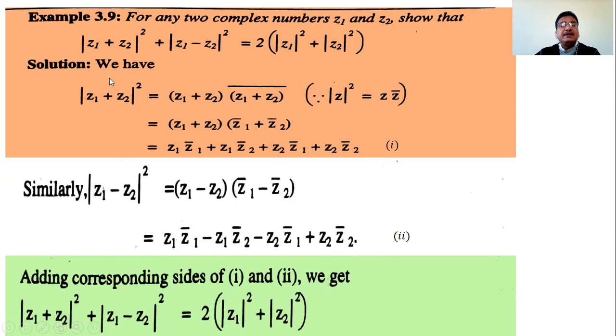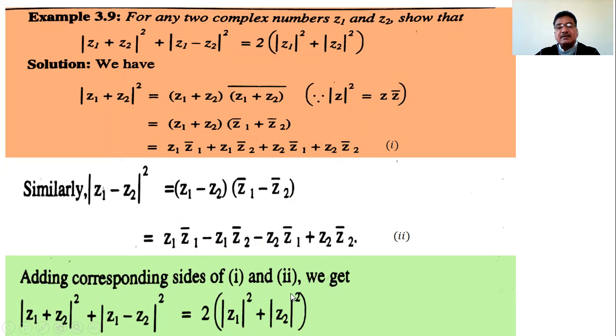So what do we have? Addition of this plus this is equal to, observe this, Z1 into Z2 bar and this minus Z1 into Z2 bar is 0, and this Z2 into Z1 bar and this minus Z2 into Z1 bar becomes 0. So this Z1 into Z1 bar and this Z1 into Z1 bar is 2 times Z1 into Z1 bar, okay, and this is 2 times Z2 into Z2 bar.